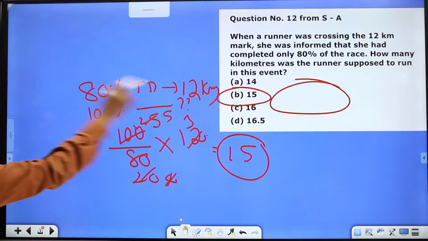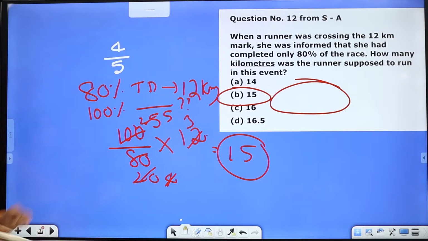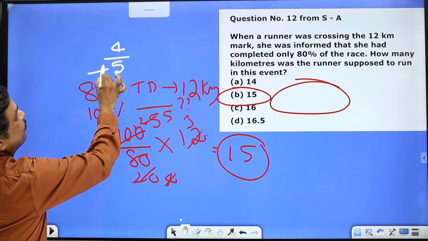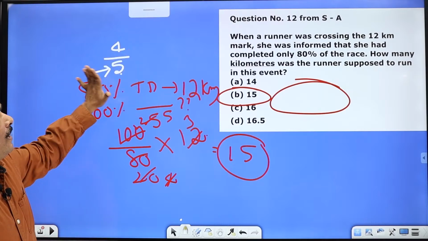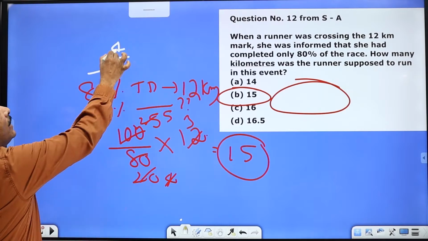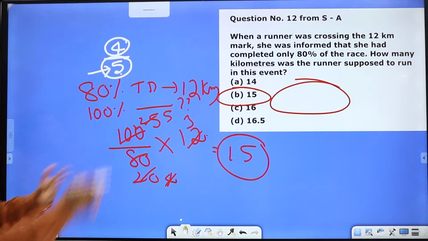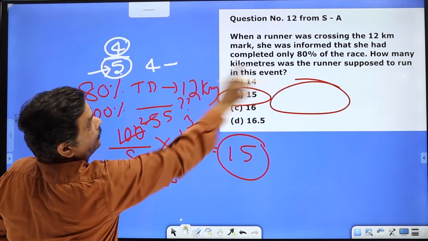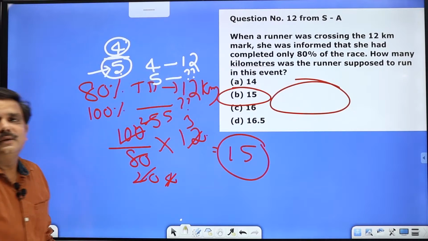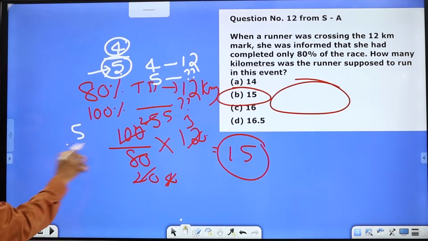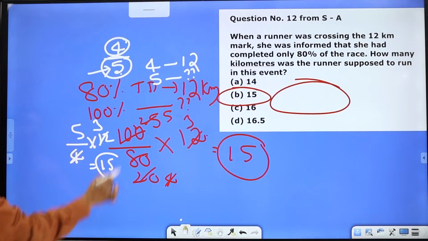That means when it is 4 by 5, the very meaning is that 5 is the total. So you take 4 parts and 5 parts. She had completed 4 parts and the total is 5 parts. That means if 4 parts is equal to 12 kilometers, 5 parts is how much? As simple as this. Now your answer is going to be 5 by 4 into 12. This is 3 times. My answer is 15.